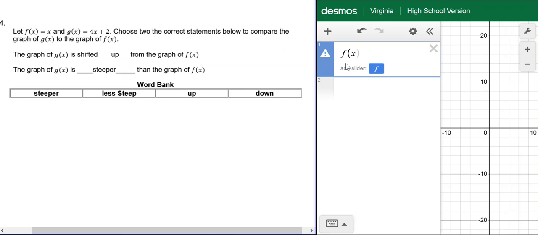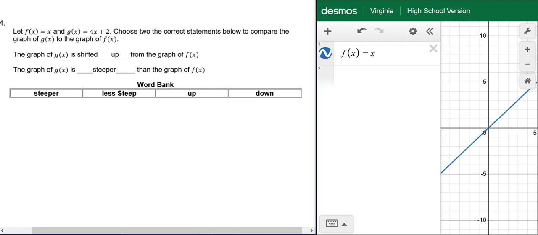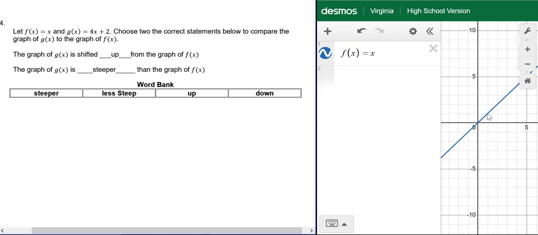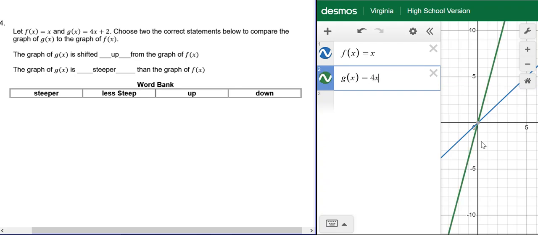So we're going to go ahead and put f of x equals x. So this right here is the parent function. You'll see that it has a slope of 1 over 1 or just 1. And it goes right through the center. So this is f of x equals x. And then we have this other function here, g of x equals 4x. Before I type the plus 2, let me just look at 4x.